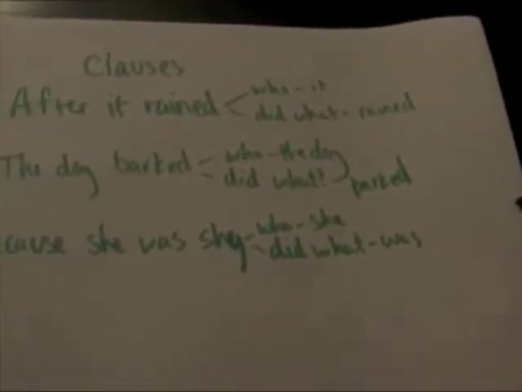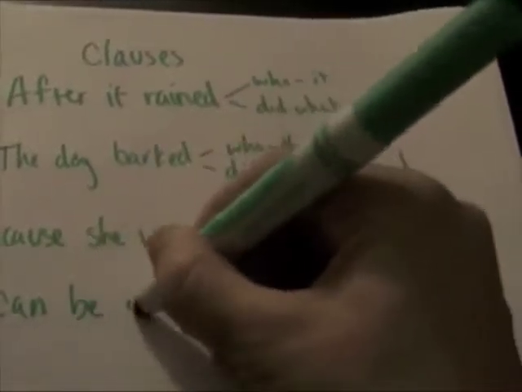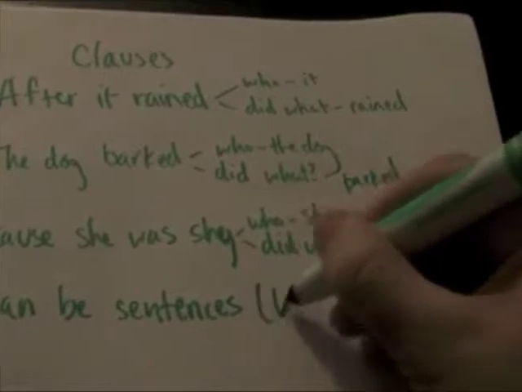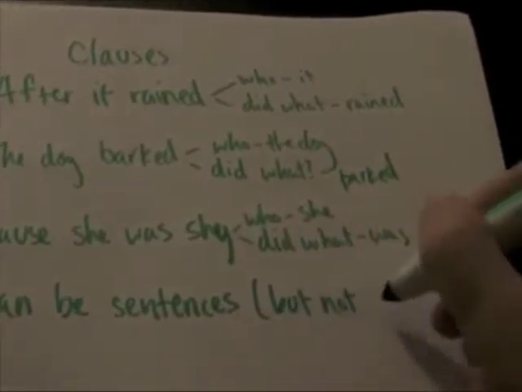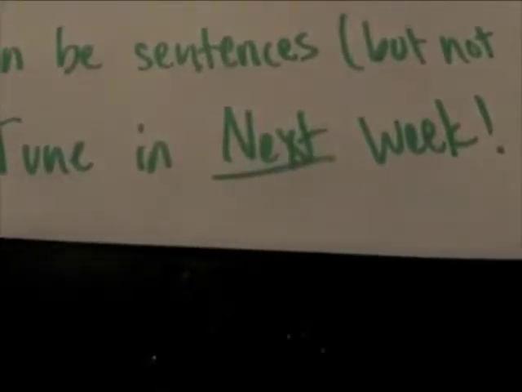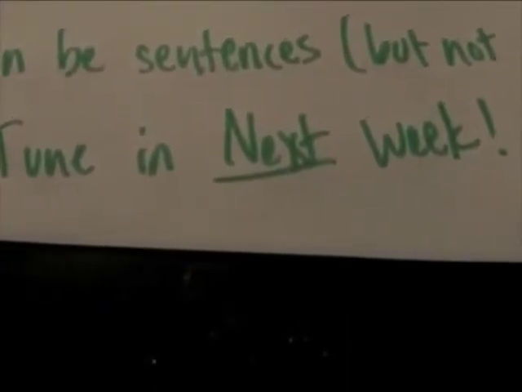If you're asking yourself, why does this matter? That's because clauses can be sentences. Phrases can never be sentences, but clauses have that ability because they have the subject and the verb, the two key parts of a sentence. Tune in next week to understand when a clause would not be a sentence.